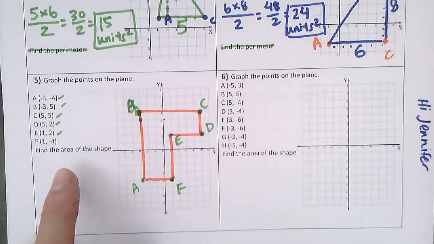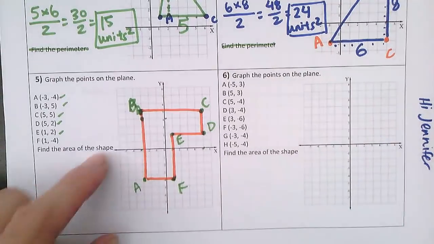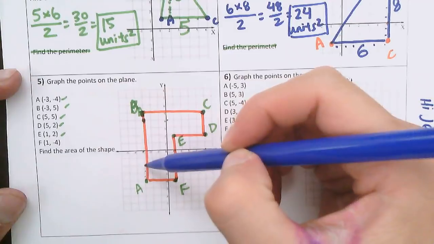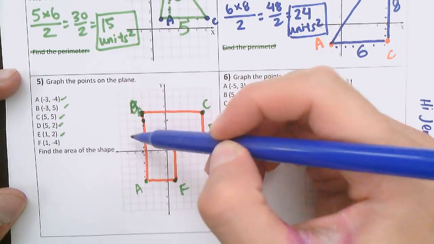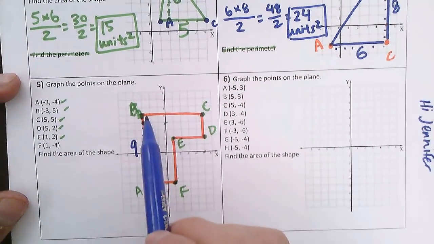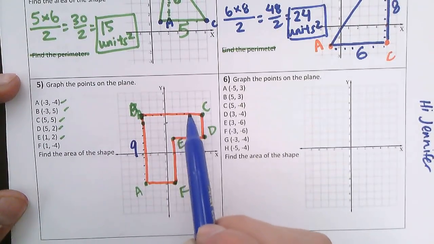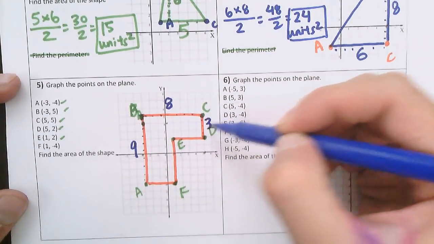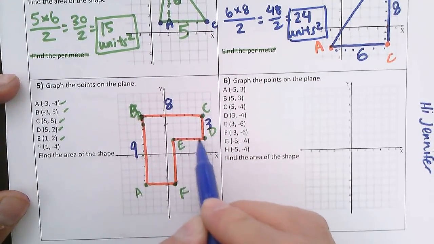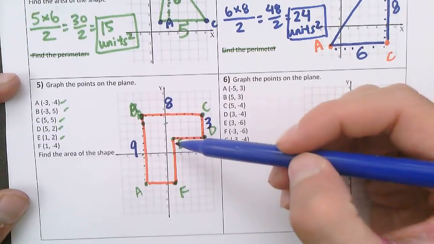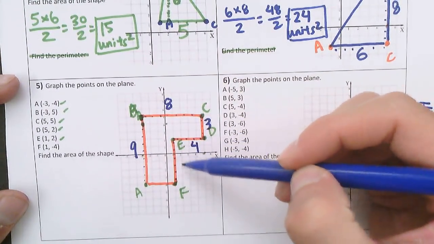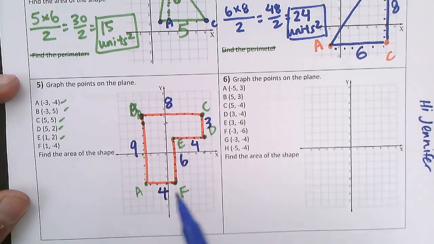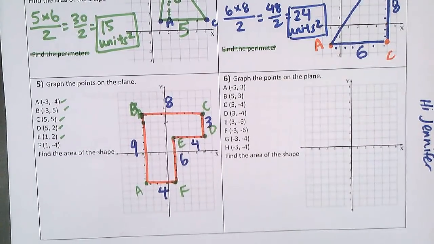So to find the area of this shape, let's figure out what all of our side lengths are. So from A to B, it's 1, 2, 3, 4, 5, 6, 7, 8, 9. From B to C, 1, 2, 3, 4, 5, 6, 7, 8. C to D, 1, 2, 3. D to E, 1, 2, 3, 4. E to F, 1, 2, 3, 4, 5, 6. And then A to F is 1, 2, 3, 4. Okay, now we have all the side lengths.